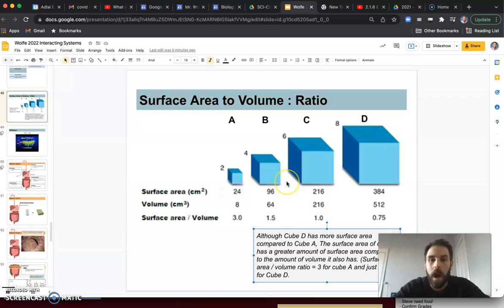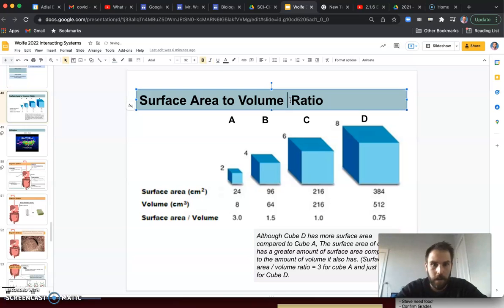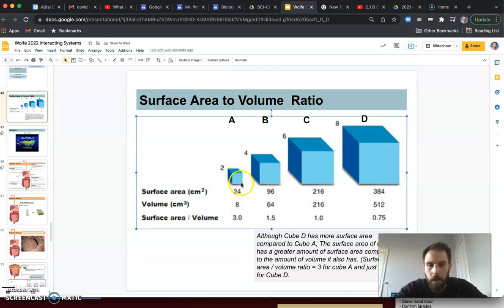So the question is, why is this? It's a really important concept in biology that we've already kind of touched on when we got to the lungs last week. It's called surface area to volume ratio. What do I mean by that? Here we have these different sized objects. Even though they're cubes, you can think about them as a round spherical cell or the dialysis tubing bag. Surface area is the amount of area on the outside.